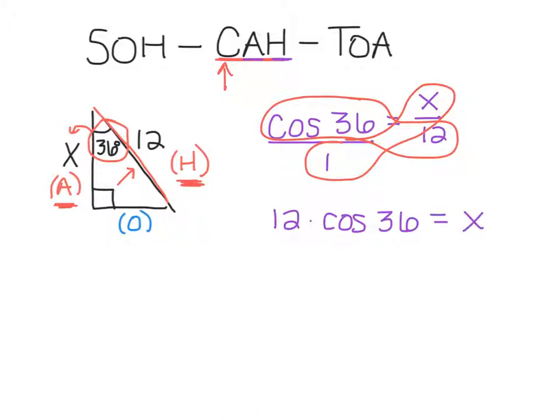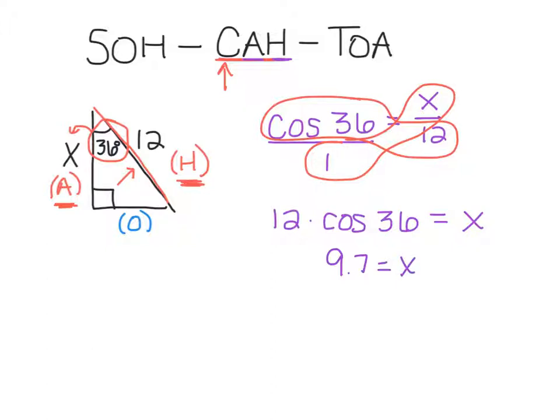So really in this case, I've got x by itself already, and all I really need to do is evaluate this. 12 times cosine 36, which can go straight into a calculator, and I ended up with 9.7. And looking at my triangle, that seems pretty reasonable.